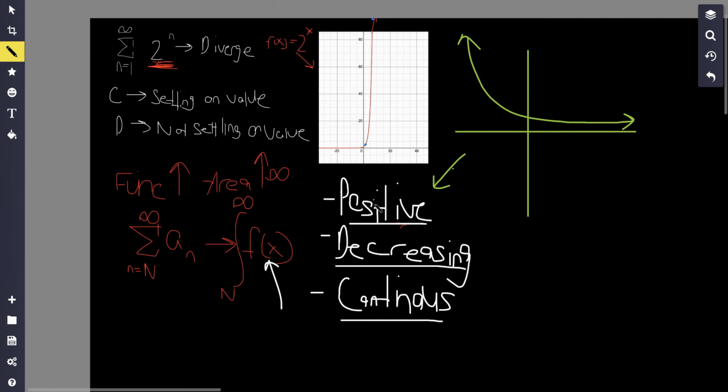You have to make sure that your function is decreasing, because if you have a function that's increasing, it's obviously going to diverge, because the function is just getting bigger and bigger. And usually you can see that right from the start. Just looking at this series for 2 to the n, you can already see that your terms are going to get bigger and bigger, so this is going to diverge. You won't need to use the integral test for this. And also, your function has to be continuous.